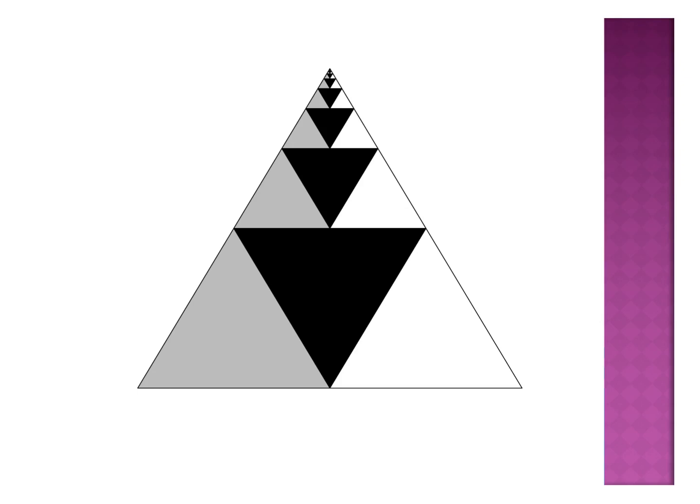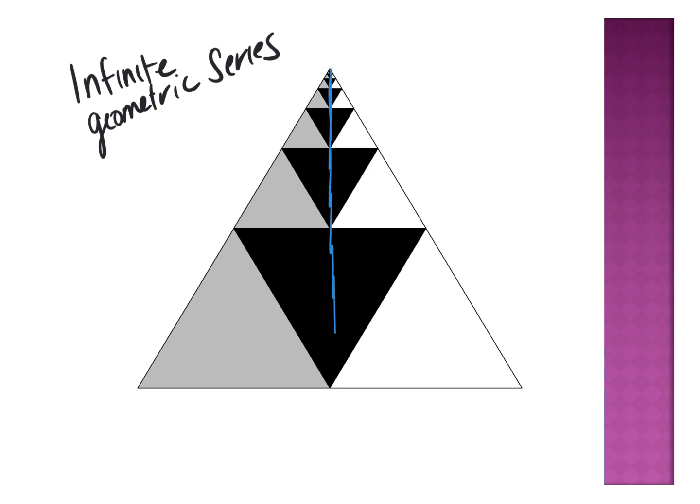Okay, now we're going to look at infinite geometric series. We have this triangle. When we look at the area of all of these black triangles in the middle, they continue, right? Triangles inside of triangles inside of triangles, they continue infinitely. The black triangles are an infinite series, but they have a sum.